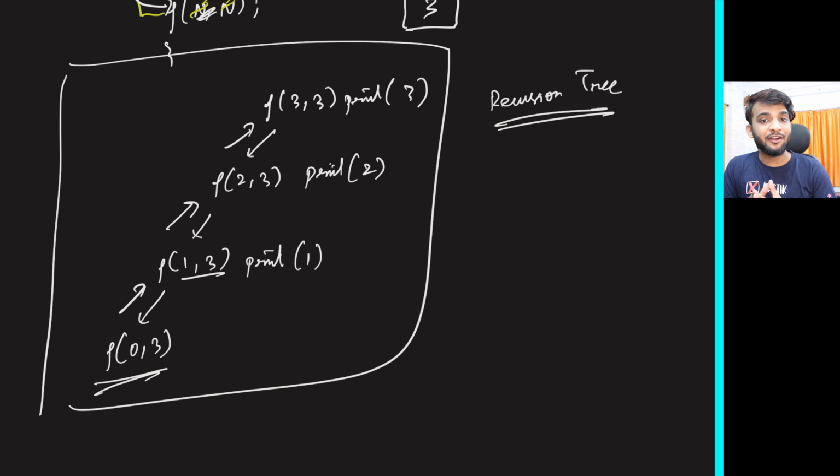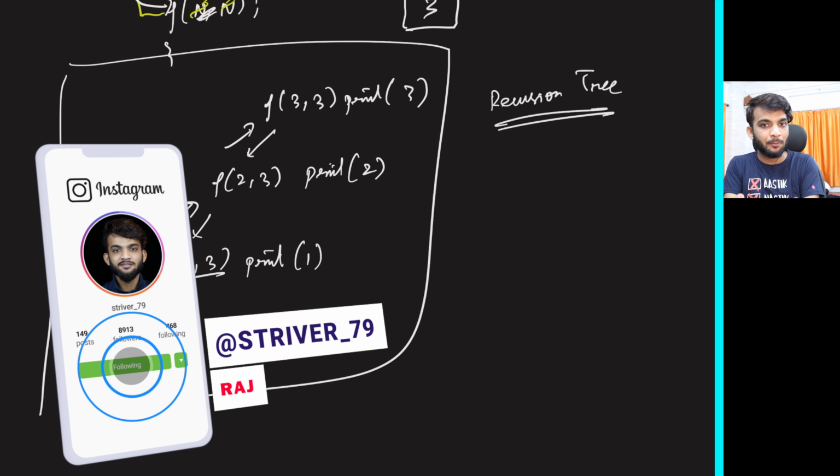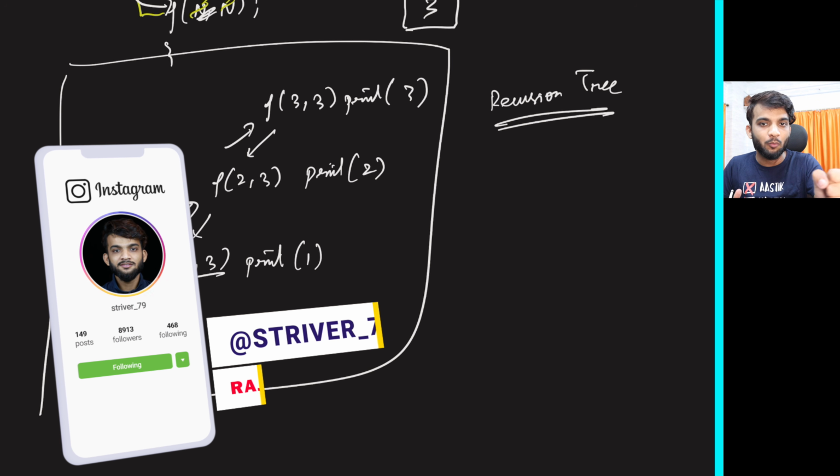So I hope guys you have understood all the problems, and you have understood the recursion in depth for the basic kind of problems of 1D recursion.